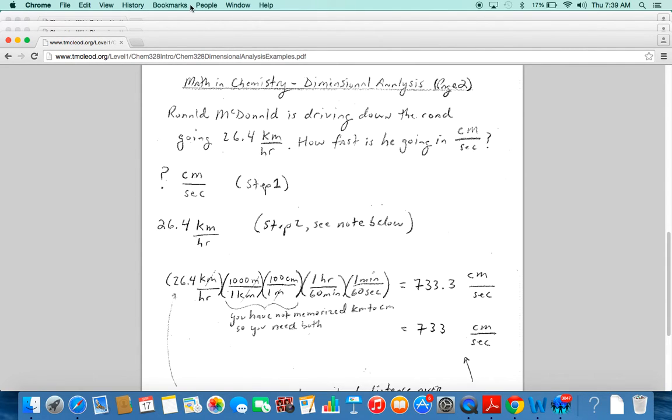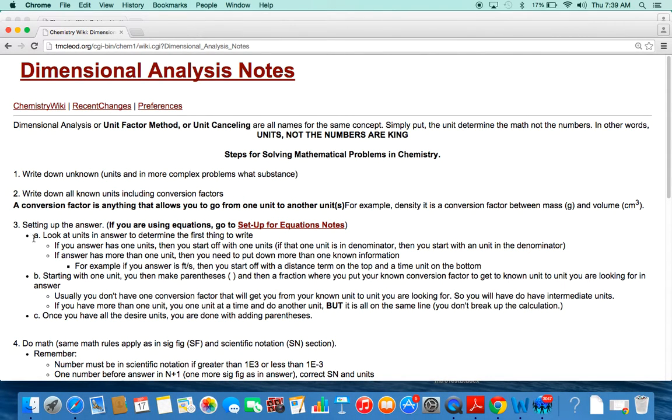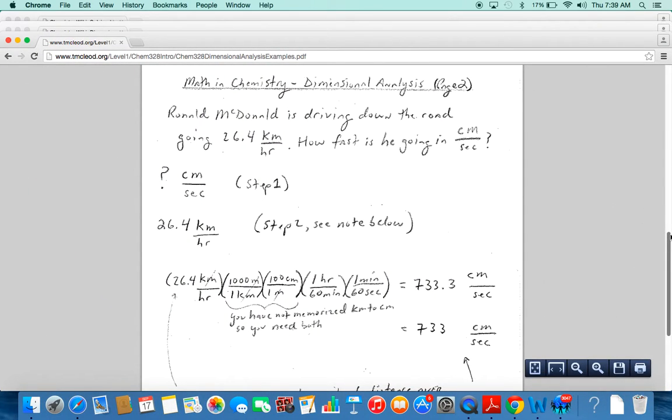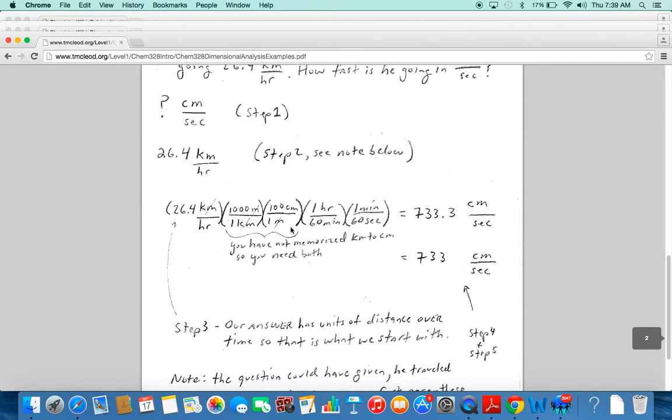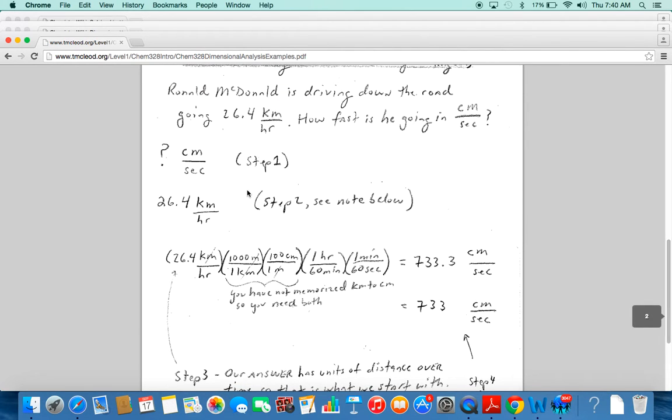So you do the same thing for step number 3, which is setting up the dimensional analysis. What's the first thing I write down? You look at the units in the answer to determine the first thing to write down. So in this case, I'm looking for centimeters per second. So I'm looking for an answer that has multiple units, with the distance on the top and the seconds on the bottom. So therefore, I need to go and find that. Well, it's readily available in the speed. So that's the first thing I write down.